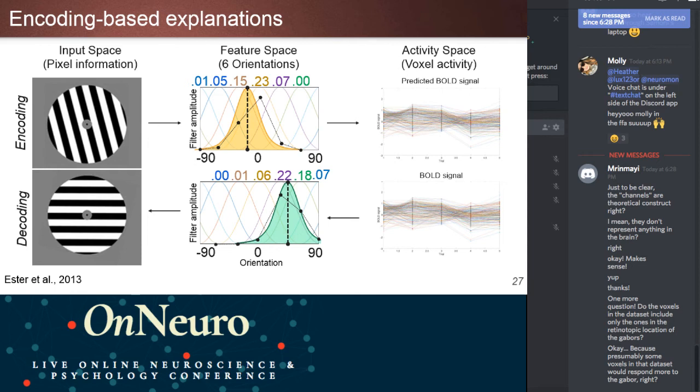It's just this kind of confusing terminology where encoding-based explanations necessarily always deal with decoding at the end, but papers that use MVPA and univariate analyses are decoding-based without the encoding model that's constructed in the middle.